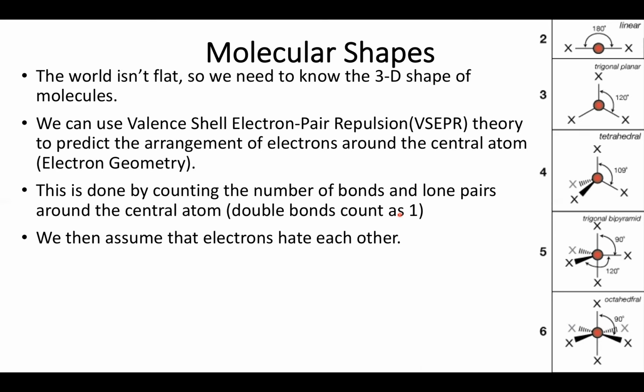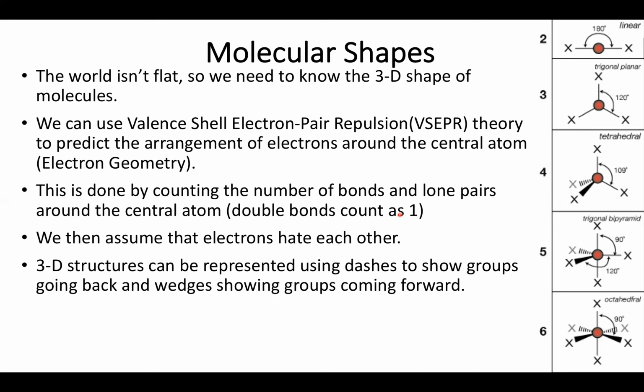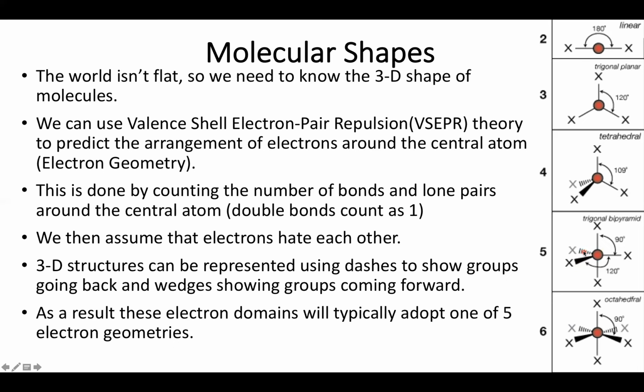And when we do this, we're going to have a certain number of structures that are going to be possible. And we're going to represent their three-dimensional nature with dashes and wedges. So if you see a wedge, it means that the group is coming forward. And if you see a dashed arrow, this means that that group is pointing backwards. And as a result, most of our geometries are going to tend to adopt one of 5 key electron geometries.